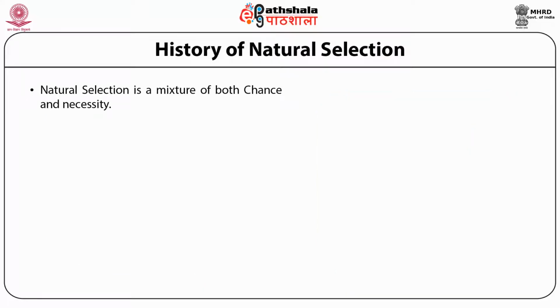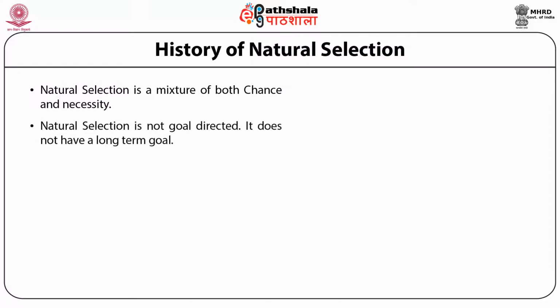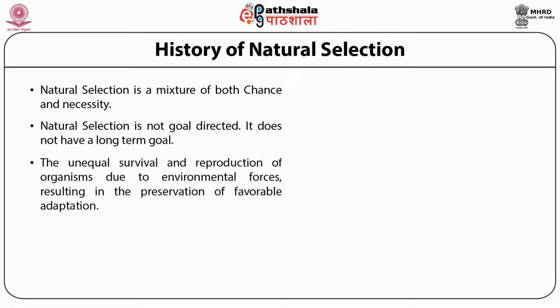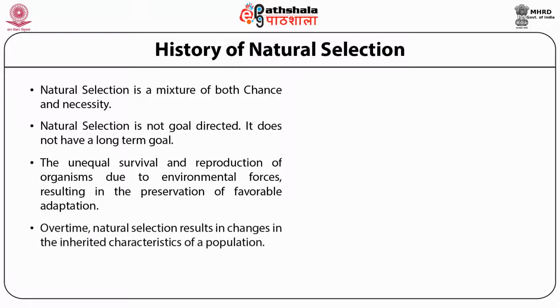Natural selection is a mixture of both chance and necessity. Natural selection is not goal-directed. It does not have a long-term goal. It is the unequal survival and reproduction of organisms due to environmental forces, resulting in the preservation of favorable adaptation. Over time, natural selection results in changes in the inherited characteristics of a population. These changes increase a species' fitness, that is, survival rate.